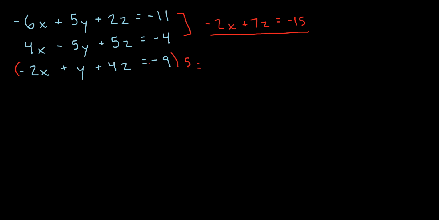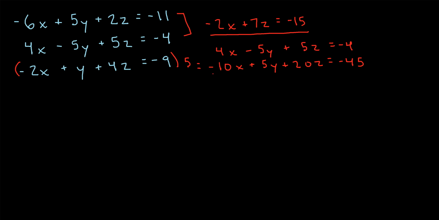So we get negative 2x times 5, that's negative 10x. 5 times y is plus 5y. 4z times 5 is 20z. And negative 9 times 5 is negative 45. So remember, we're going to use this new equation to eliminate the y in the second equation. So let's rewrite the second equation right here. 4x minus 5y plus 5z is equal to negative 4.